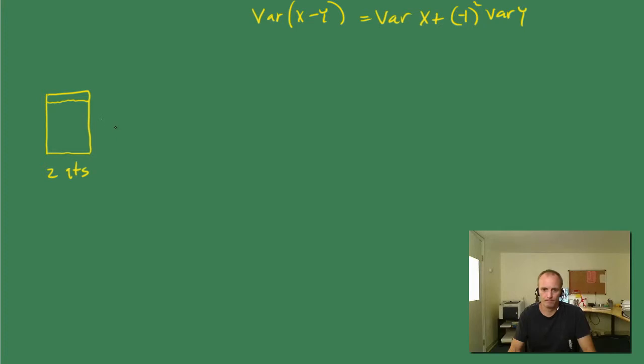So let's call the amount of milk in any of these half-gallon containers x. Now, it's a random variable because it has some variation in it. We don't know exactly how much is in any particular container. Now what we're going to do is pour half of it out into this container over here, 1 quart, and we're going to do it by hand.